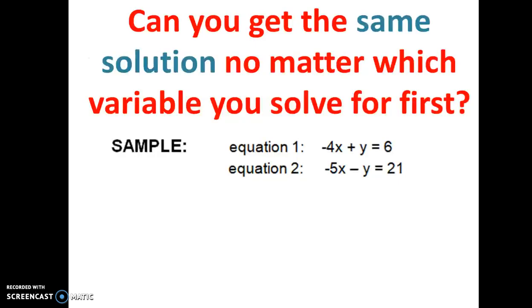Now we have a different situation. We have these two equations. They're no longer in y equals mx plus b form. They're in this form called standard form. We have x and y. And to solve this, you have a choice.